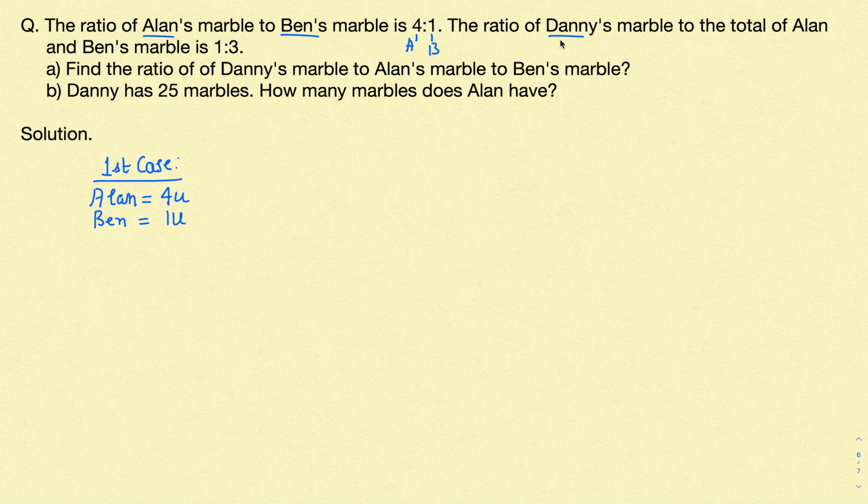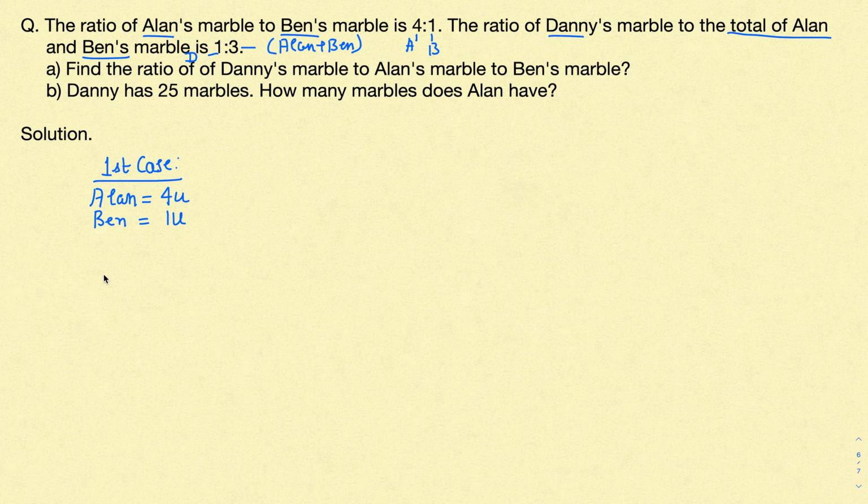Now in the next part, the ratio of Danny's marbles. Now this is the third guy, he's not mentioned in the first part. The ratio of Danny's marbles to the total of Ellen and Ben's marbles is important. The ratio here is 1:3. Danny's to Ellen plus Ben is 1:3. That means the 1 represents Danny's part, and the 3 represents Ellen plus Ben, both together.